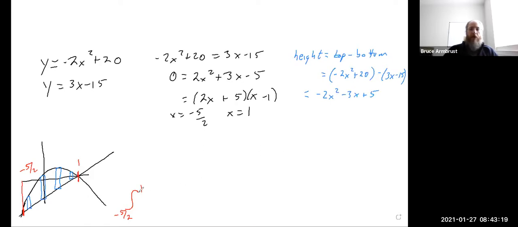And of course, when we go to do our integral, pardon me here, I'm trying to move a window. I've got too many windows open on my screen.